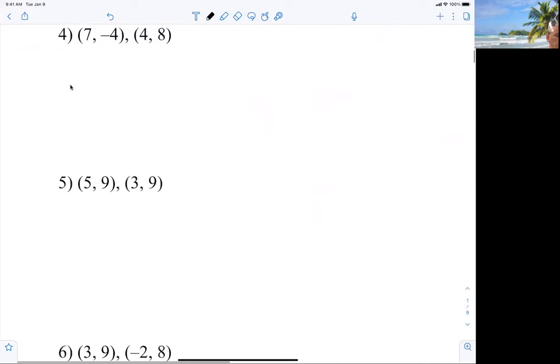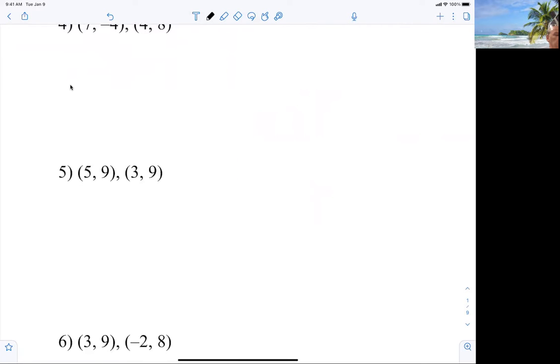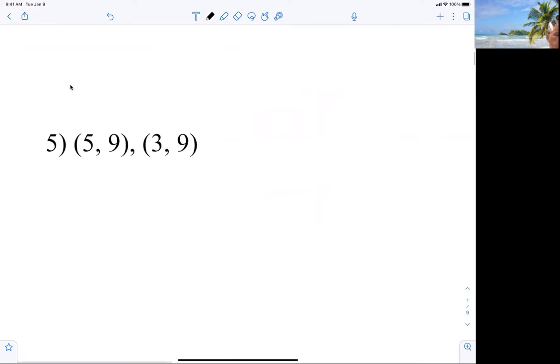All right, so just like number 5. So what's the slope here? We don't have to do anything more, right? Once we do 9 minus 9 is 0, we know the slope is 0.